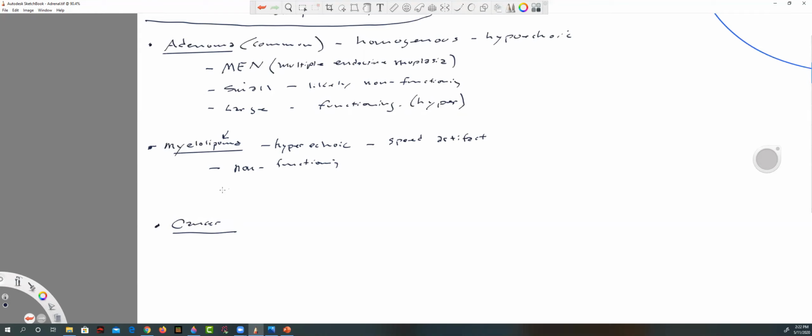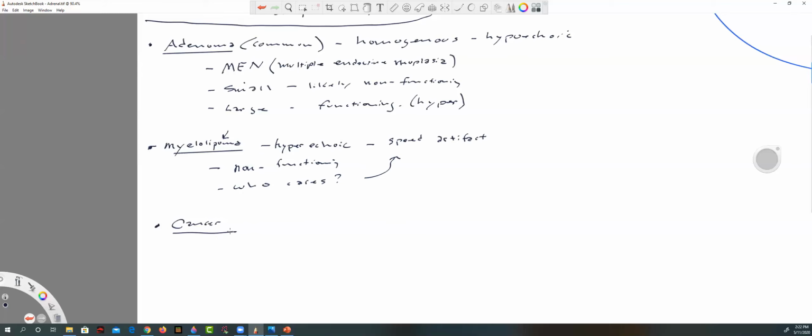So who cares about them? We don't really care about them, but if we see that speed artifact, then we can say to the doctor, hey, there's a speed artifact, and maybe a lipoma or myelolipoma there.